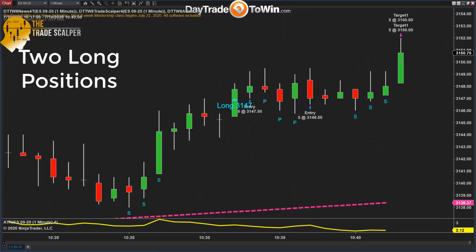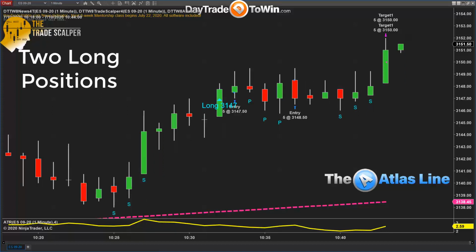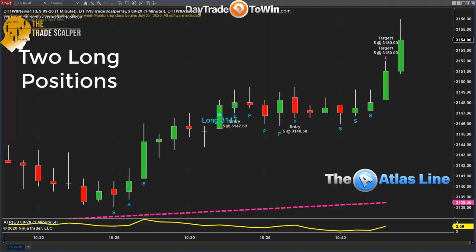So the goal here is to understand if you have a long opportunity, and while you're in this long trade, another long opportunity exists. You don't have to exit or get out. You can hold and maintain that first position, or you can add a second position if your count permits it.